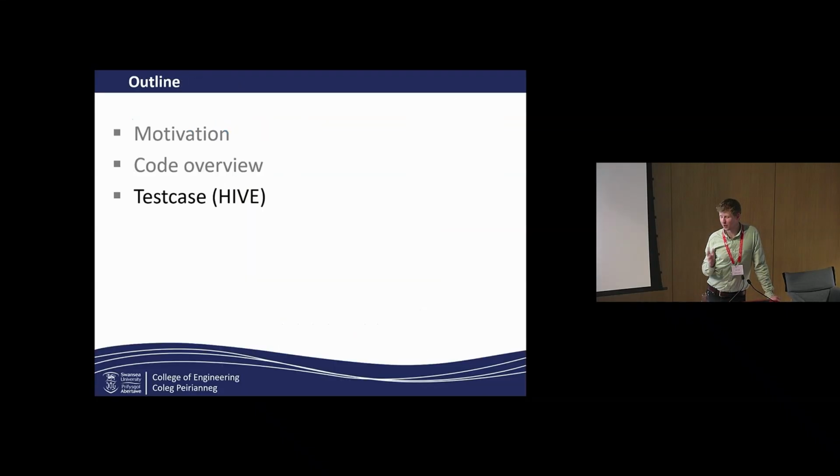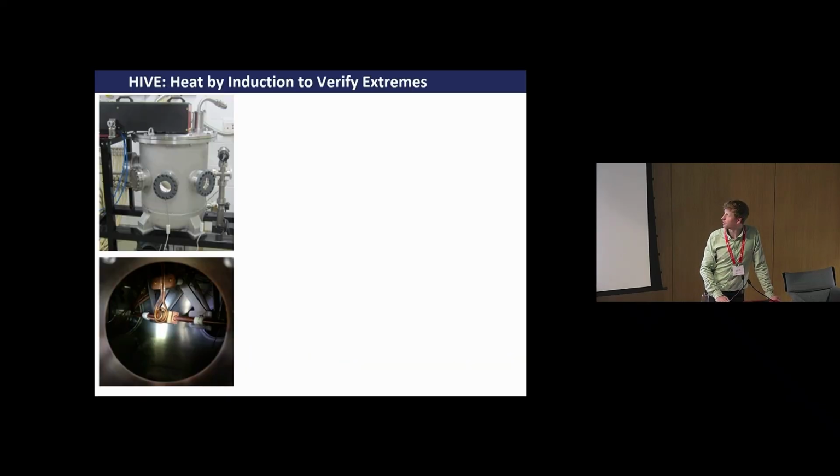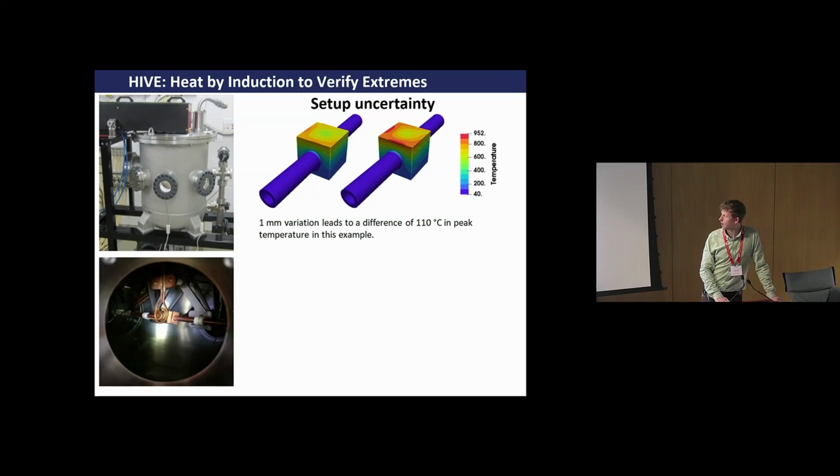Finally, I'll give you a brief overview of what I've used it for during my PhD. HIVE is a reasonably small-scale fusion experimental facility. It's used to thermally load the top surfaces of plasma-facing components that we're using in fusion devices. It uses an induction heating coil to heat the surface while it has coolant running through the pipe to actively cool the component. Unfortunately, there are a few limitations to the experimental facility.